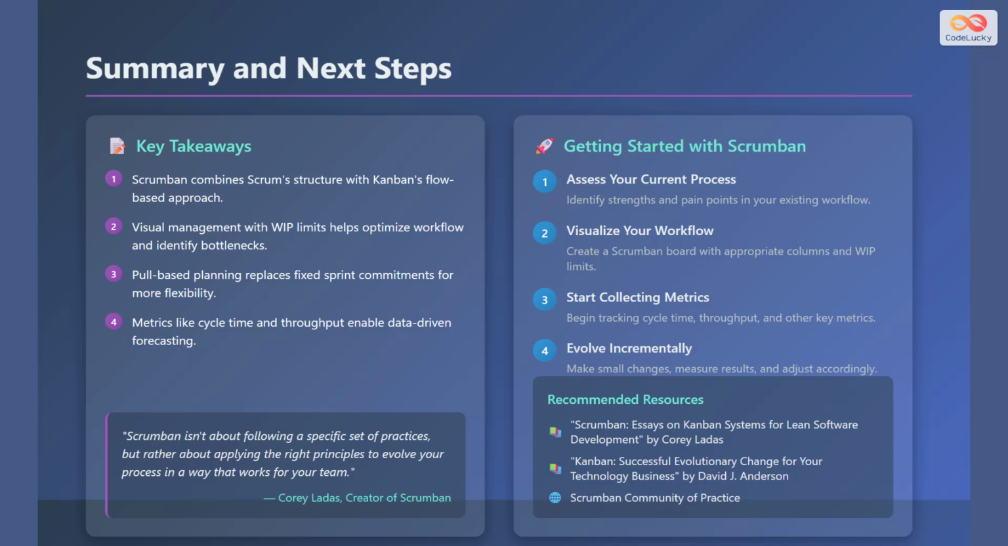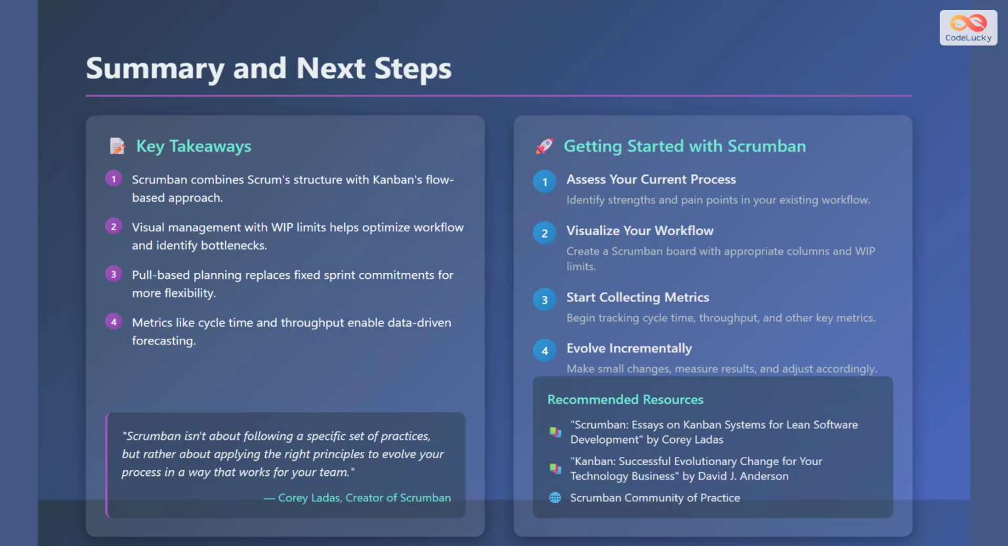Next steps for getting started with Scrumban include: assess your current process, identifying strengths and pain points in your existing workflow. Visualize your workflow, creating a Scrumban board with appropriate columns and work-in-progress limits. Start collecting metrics, beginning to track cycle time, throughput, and other key metrics. Evolve incrementally, making small changes, measuring results, and adjusting accordingly.